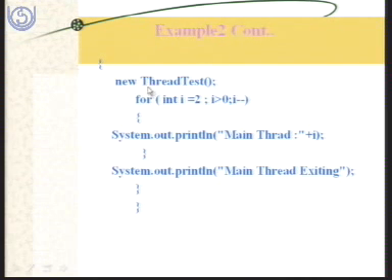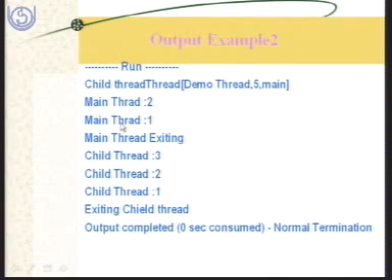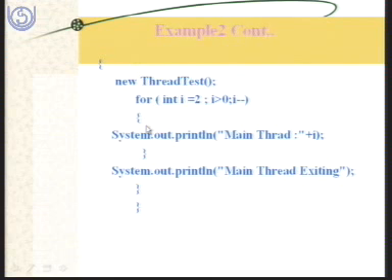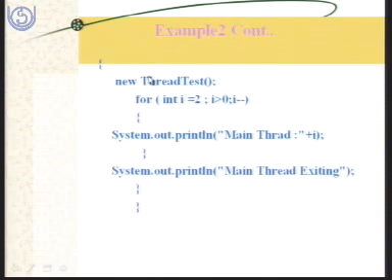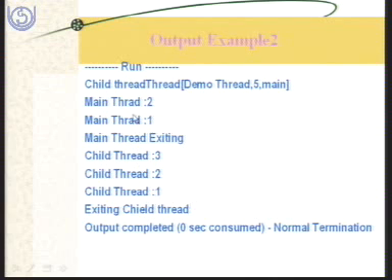At the same time, the thread object created by the new ThreadTest will also run, and the result you will get is main thread 1, 2 is printed, then 1 is printed, and then main thread exiting. This means your main thread is getting completed before your child thread, that is the thread object created by ThreadTest, is exiting. Then you have 3, 2, 1. Now this loop is under the control of the main thread, and this loop is under the control of the thread created here. So you will get this object created, and this is the Demo Thread, and the 5 is the priority, which we will see in the next section of our discussion in this session.